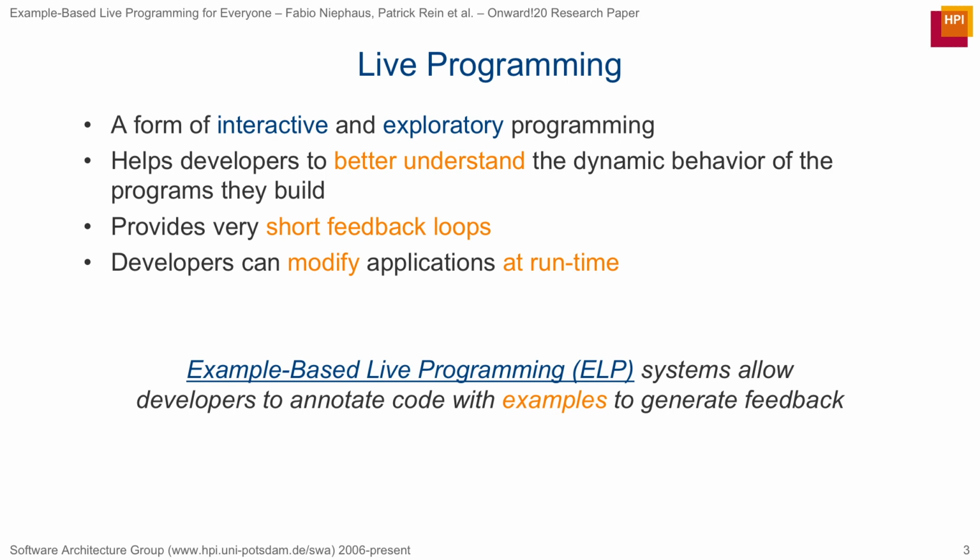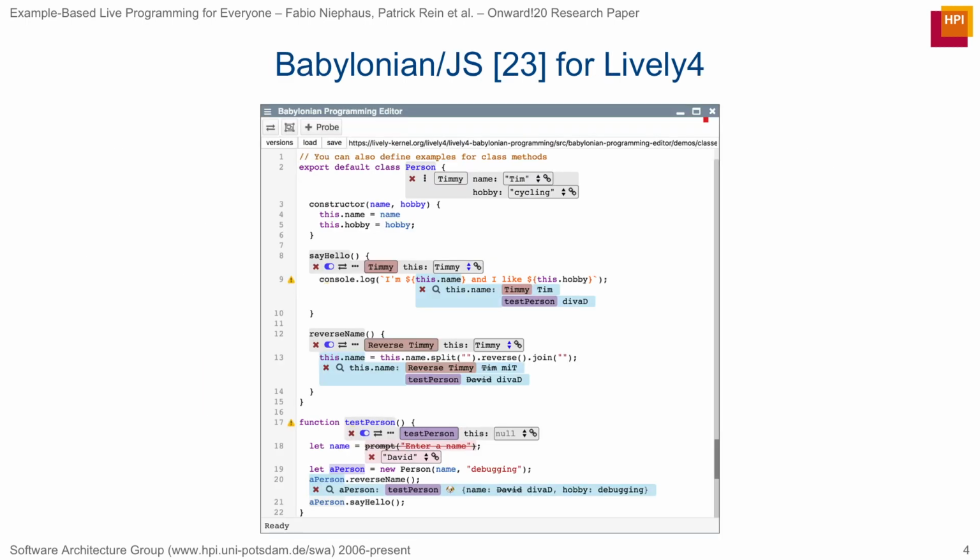These systems allow developers to annotate code with examples to generate live feedback. One such system that we've built is Babylonian.js. It's integrated into Lively 4, a Lively kernel programming environment. And here's a screenshot of the editor. It shows you some JavaScript code annotated with examples and so-called probes. We get to this in a minute.